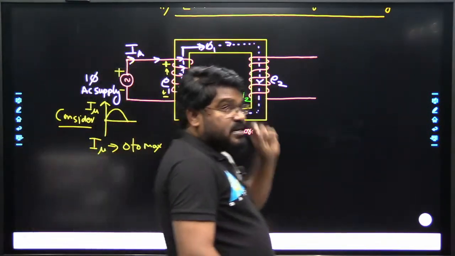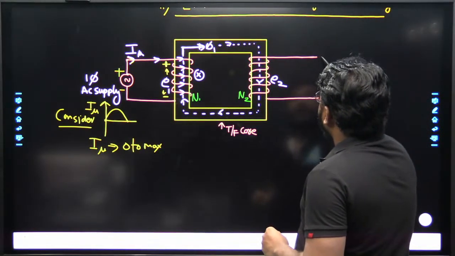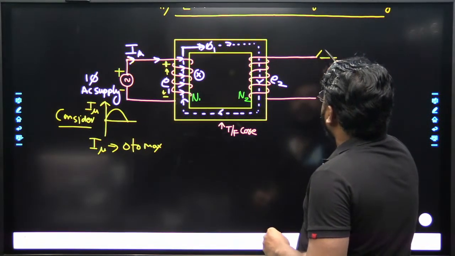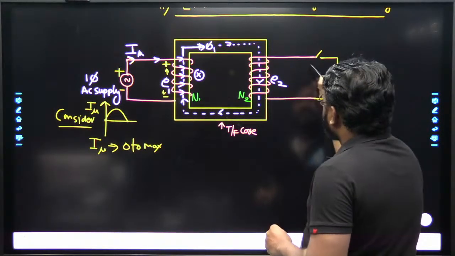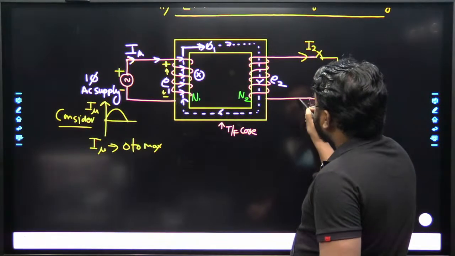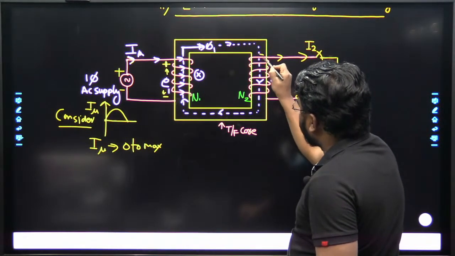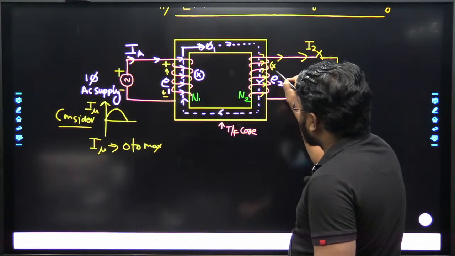How do we get the polarity of this induced EMF here? Suppose I connect the load here, then what will happen? Some current passes to the load. This current is the I2 current. It is a current entering like this, and this is the entering position.